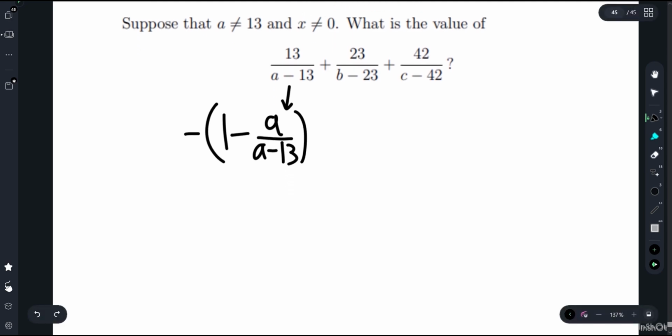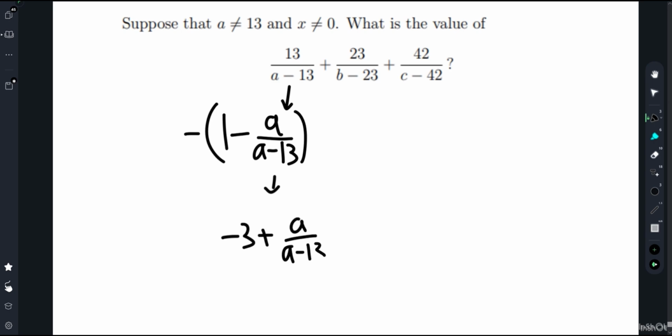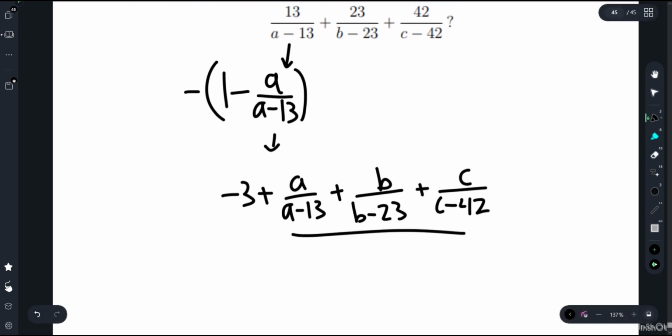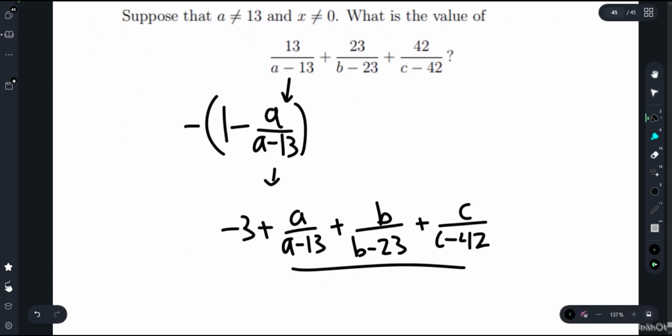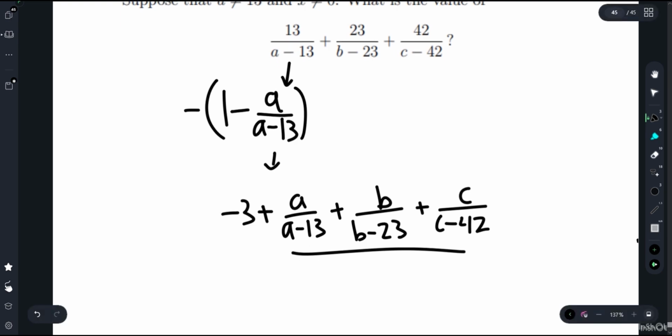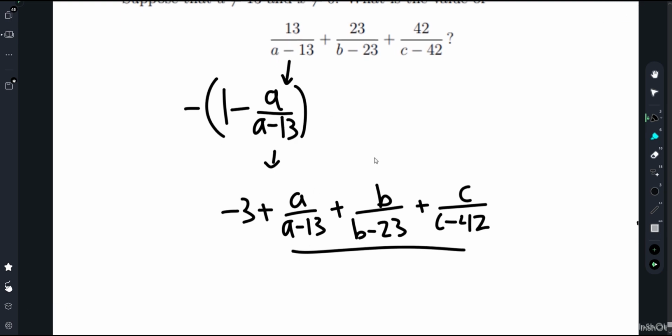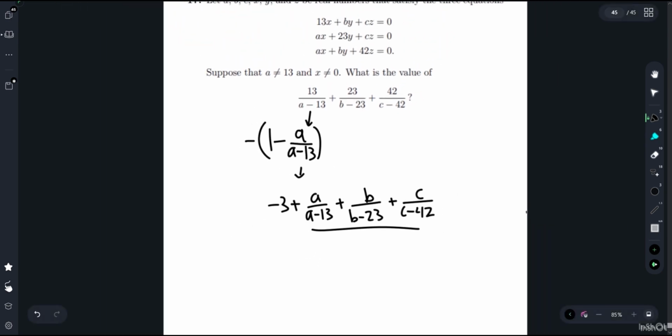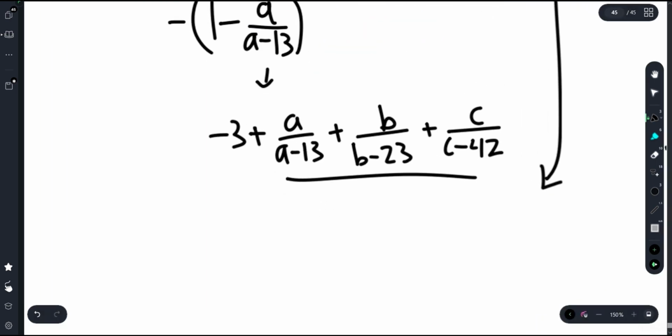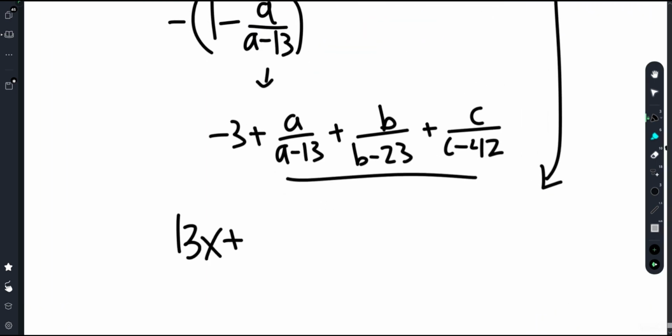And so what we get is negative 3 plus a over a minus 13 plus b over b minus 23 plus c over c minus 42. So now we want to find what this is. And so how can we get a minus 13? We want to manipulate the equations given. So first let's take this equation and move it down. So you get 13x plus by plus cz is equal to 0.